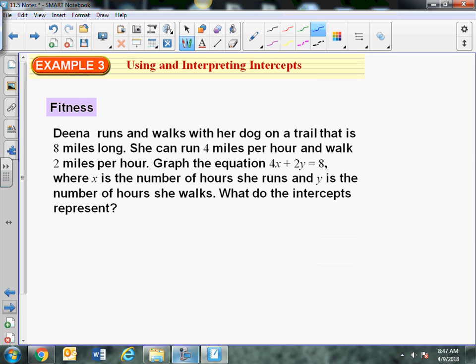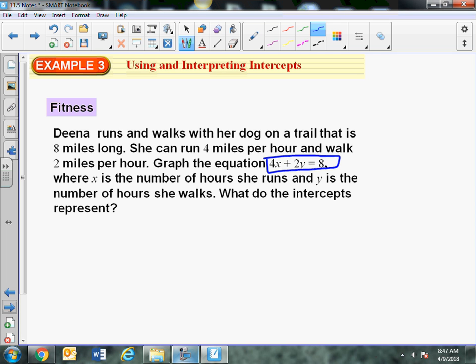Okay, so this one here is a word problem. It says Dina runs and walks with her dog on a trail that is 8 miles long. All right, so I'm going to skip ahead here and take a look at this equation. Basically what this is saying is there's some combination that together is adding up to 8 miles. That's why it's equal to 8. It also says she can run 4 miles per hour and walk 2 miles per hour. It says graph the equation, where x is the number of hours she runs and y is the number of hours she walks. So those two different combinations are going to take us to 8 miles. It says what do the intercepts represent?